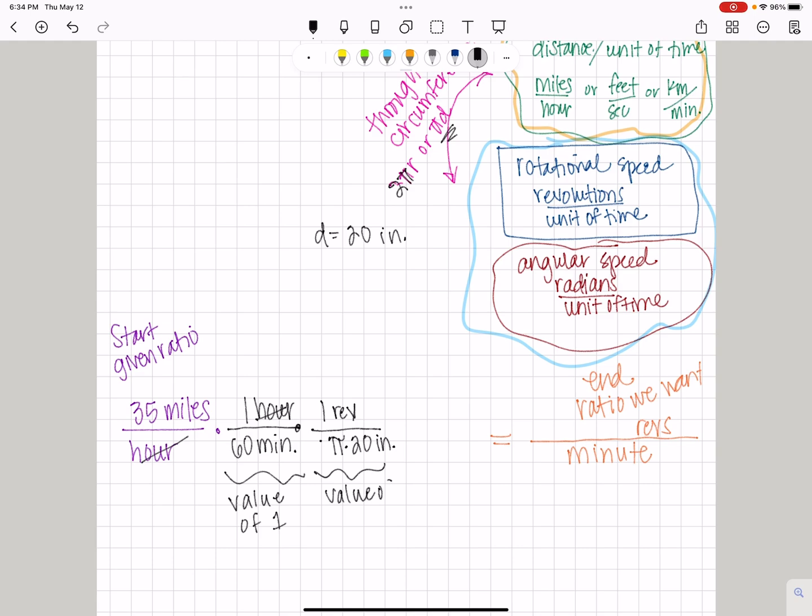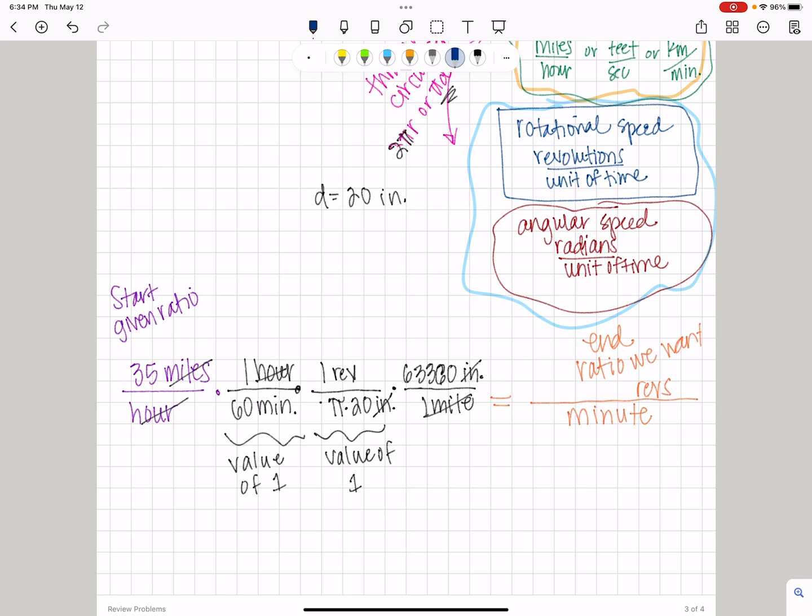Now I need to get rid of the inches. So I can either say 12 inches in 1 foot and then 5,280 feet in a mile, get rid of it that way. Or I can say, since I ran out of room, 63,360 inches are in 1 mile. So the inches cancel out, and now the miles cancel out as well. And in the numerator, all we have is revolutions, which is what we want. And in the denominator, all we have is minutes, which is what we want.